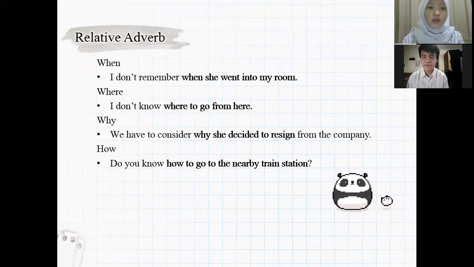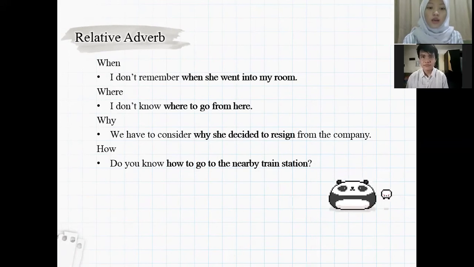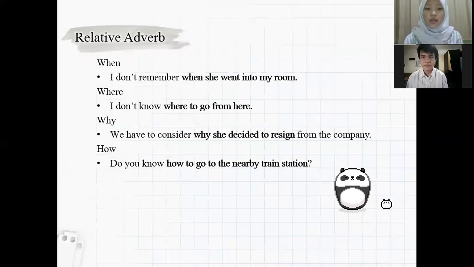And then next we have relative adverb. When: I don't remember when she went into my room. Where: I don't know where to go from here. Why: we have to consider why she decided to resign from the company. How: do you know how to go to the nearby train station?